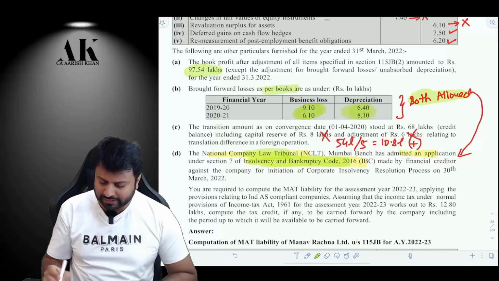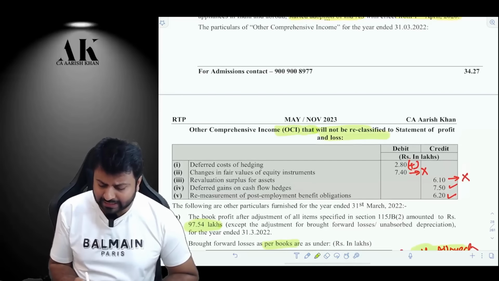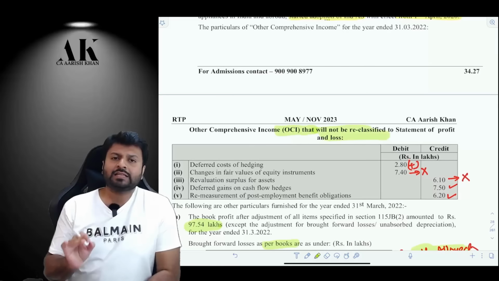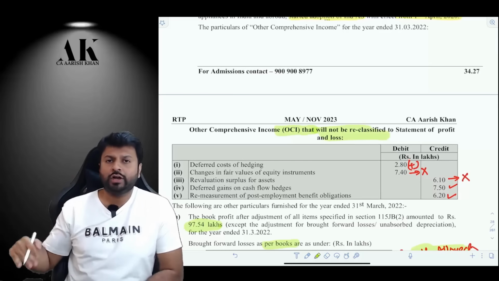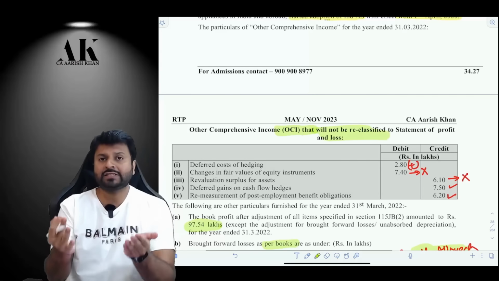So in this case, you are going to get the deduction of all of them. Now, there are certain items which will never be classified to P&L account. Items which are never classified to the P&L account, you have to add back and reduce, with some exceptions. Some items will be added back and reduced in the year of sale. Which are those items, I will tell you.